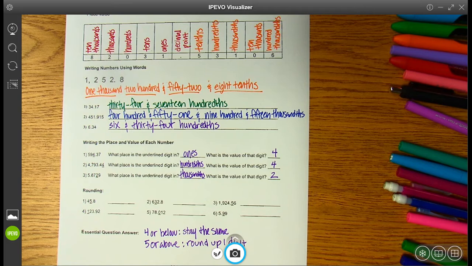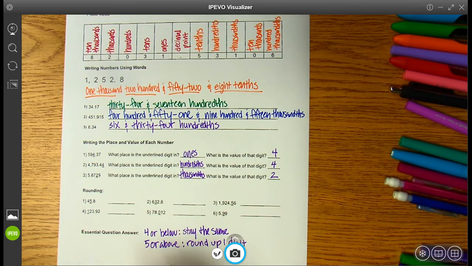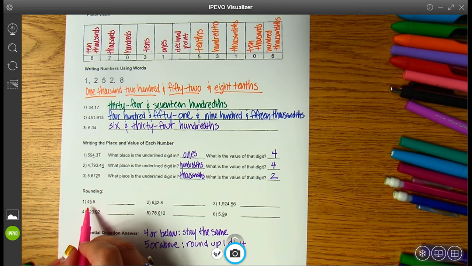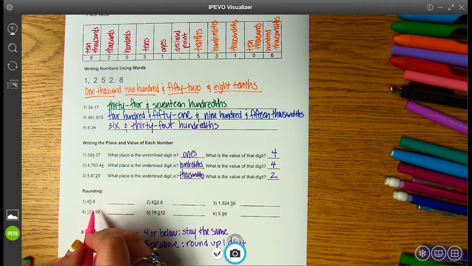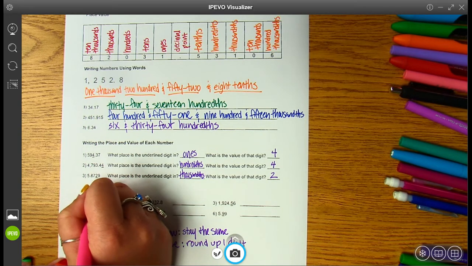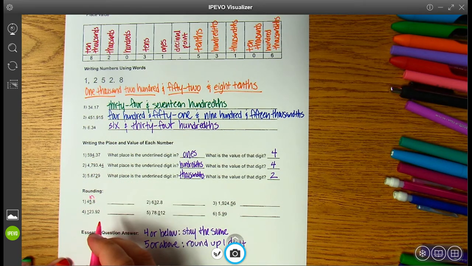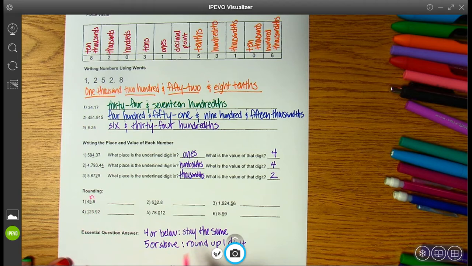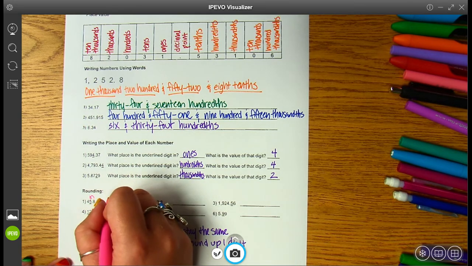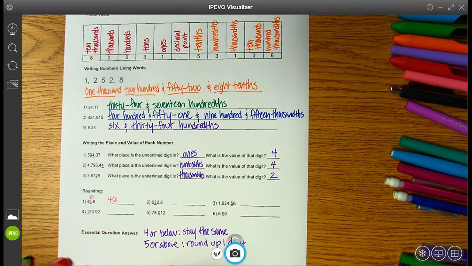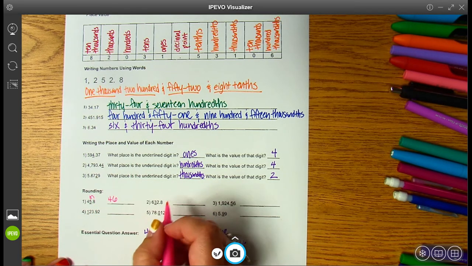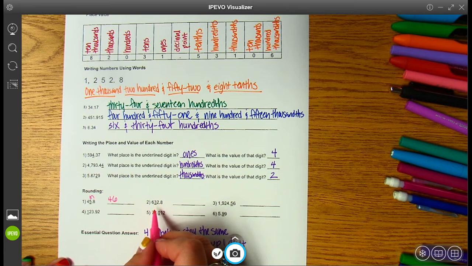So for instance, right here, this would say round to the nearest ones. So right here, that number behind it, does that tell this 5 to stay a 5 or to go up to a 6? Well, that 8 is 5 or above, so it tells this 5 to go up 1 digit. So it becomes 46.